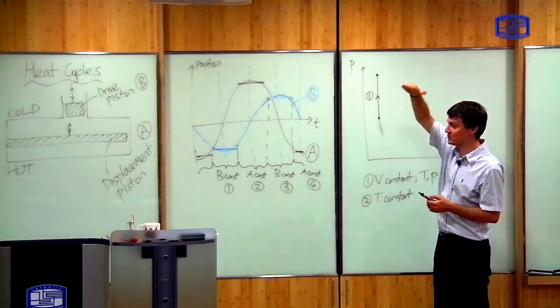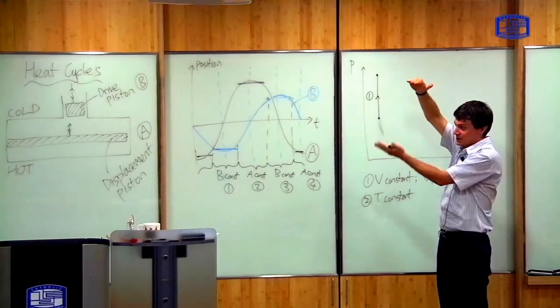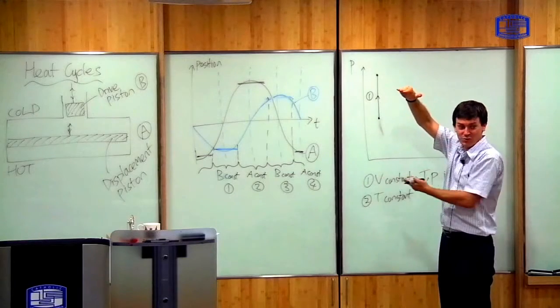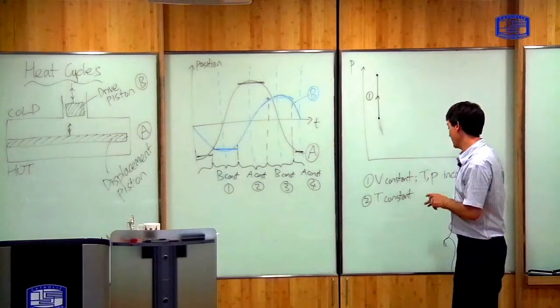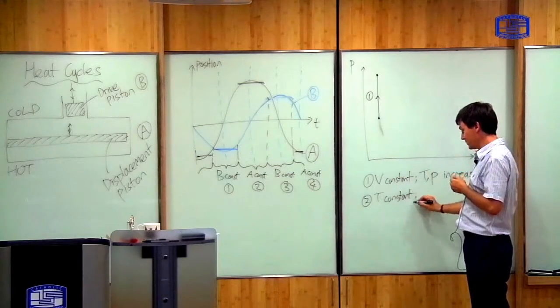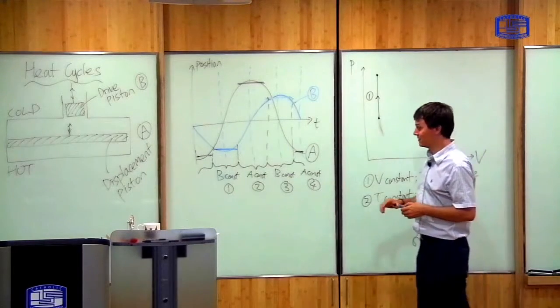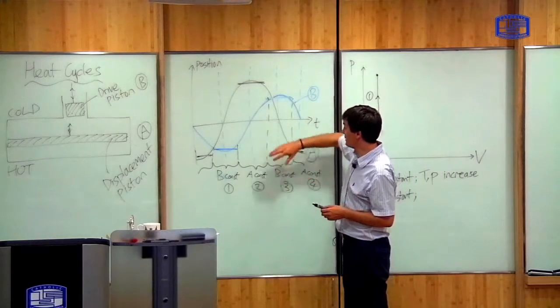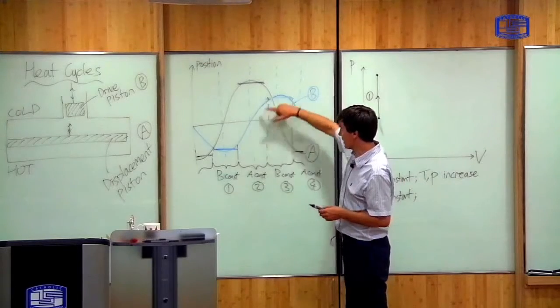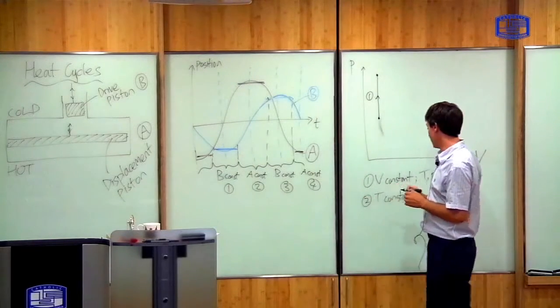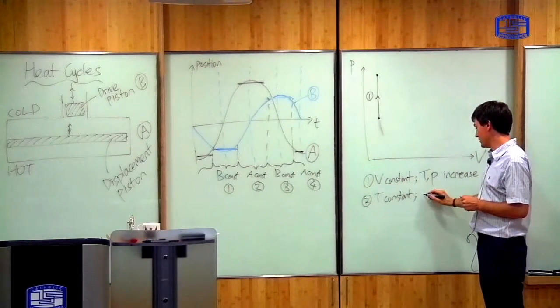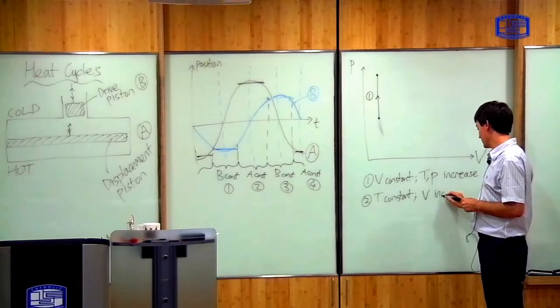The displacement piston is at the top. This forces all the gas to be in thermal equilibrium with the bottom plate, which is hot. So the temperature is constant, but the drive piston, that's this blue one, is moving up. And that causes the volume to increase. So the temperature is constant, but the volume is increasing.